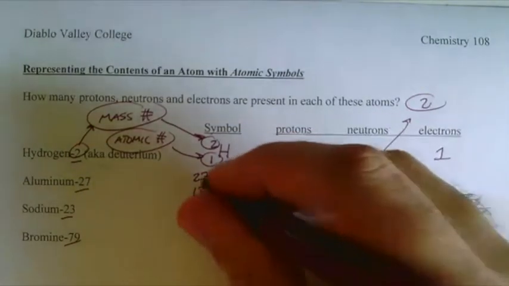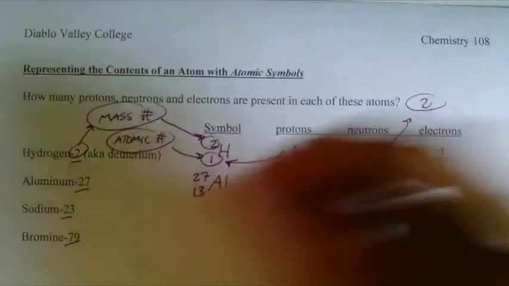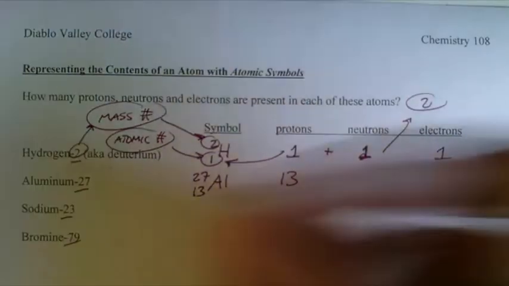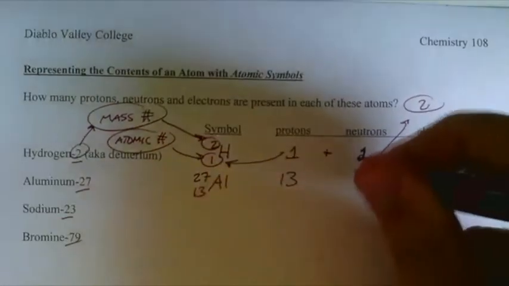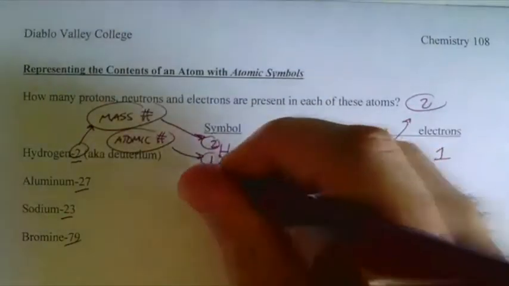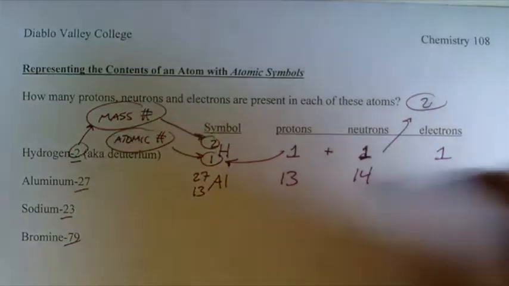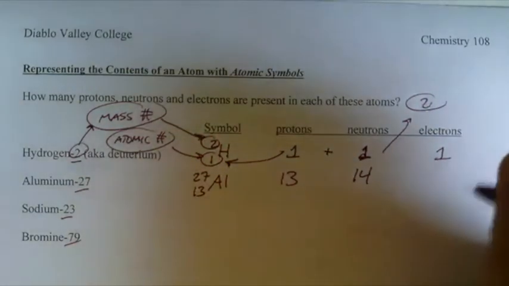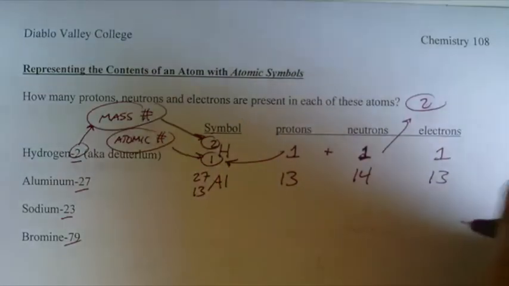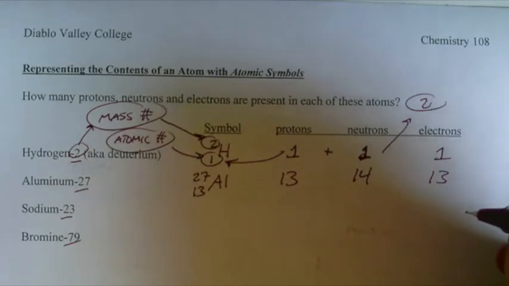Once we know that this is aluminum 27, we can see that because it's aluminum at all, there must be 13 protons. But because it's aluminum 27, I've got to have 14 neutrons, so that this plus this equals that 27. Lastly, because I have 13 protons, and as far as I know it's not charged, I have 13 electrons. I'm going to ask you to pause the video and do sodium and bromine yourself.